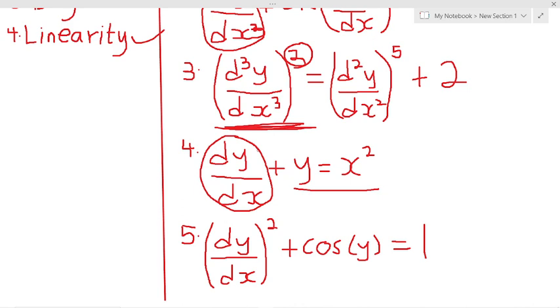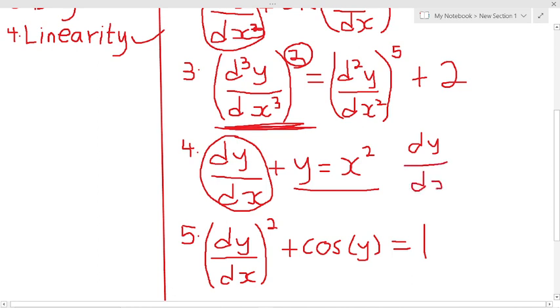The second condition is that there should be no terms or no products of the dependent variable and its derivative in the equation. What do I mean by that? Assuming we have dy/dx, then multiplying y in an equation. Another way we can write dy/dx is also y prime.